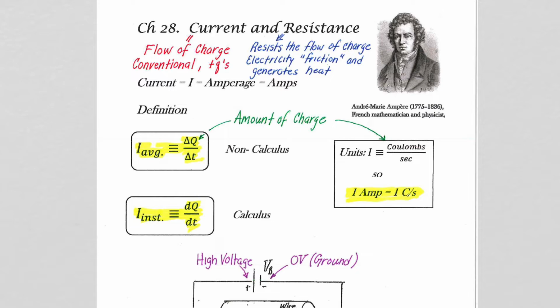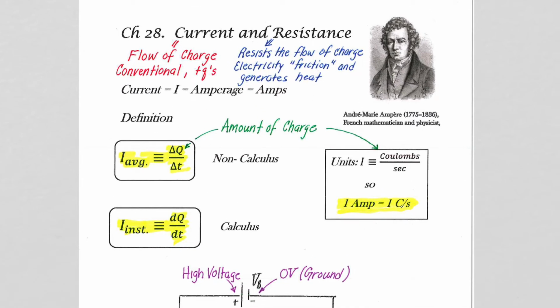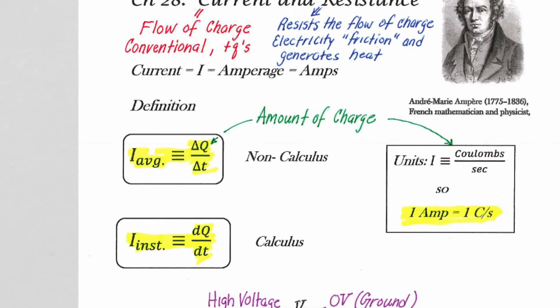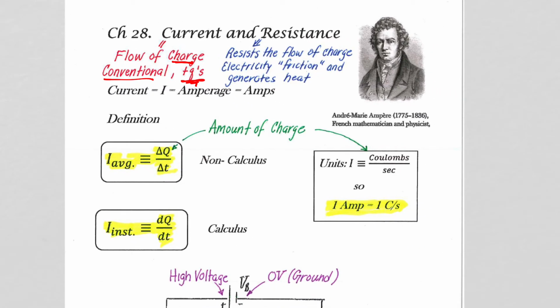So let's see what we have. Current, as it says here, is the flow of charge, and specifically for us, always conventional charge. So as we had said before, we are really looking not at the flow of electrons, but at these kind of pretend positive charges flowing in the opposite direction. That is our conventional charge. We will always work with that. So it's the flow of charge. And notice it's the flow of charge, not the flow of electrons.